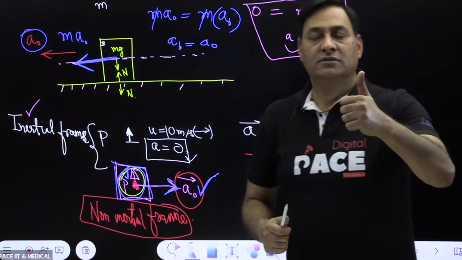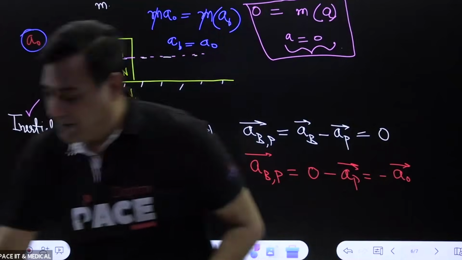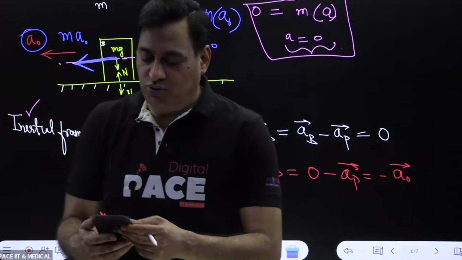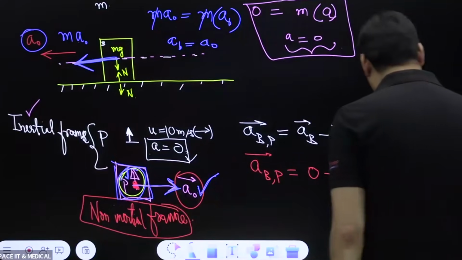Got it? बच्चे क्लियर हुआ? ठीक है, अब आगे चलते हैं. 1-2 क्वेश्चंस करके दिखाता हूं आपको, उसकी एप्लीकेशन बताता हूं. Now, let's see the application of this.